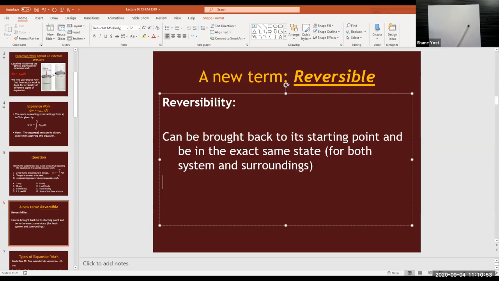Anyone have any other ideas of how I might do something reversibly? If you were to think of doing something reversibly versus irreversibly, how would you imagine I would do that differently? If I try to expand a piston reversibly versus irreversibly, what would be the difference between doing that expansion?